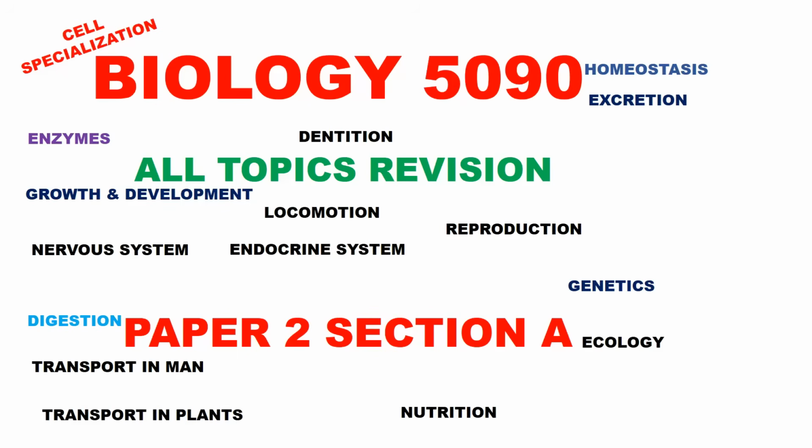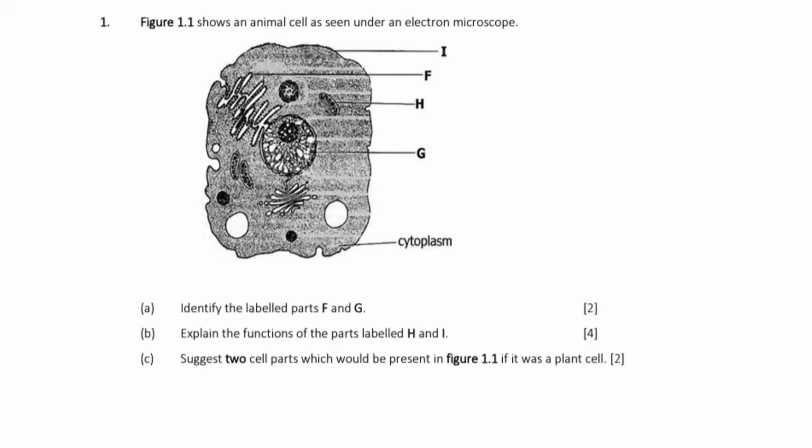Let us look at the first part that we are going to revise in this case. So the first part that we are going to look at is on cell specialization. And the question reads, Figure 1.1 shows an animal cell as seen under an electron microscope. So in other words, this is the detailed part of an animal cell.